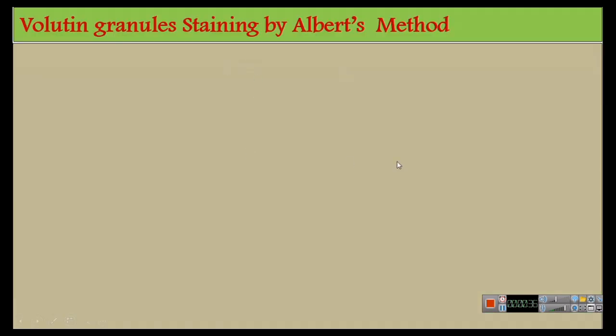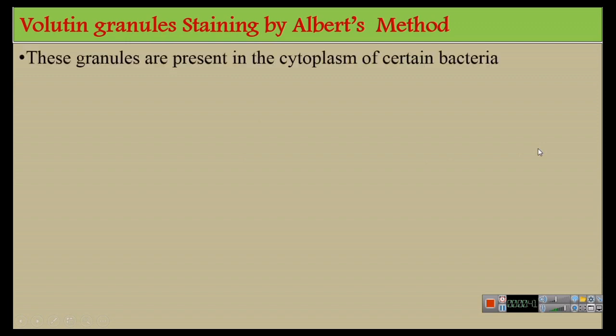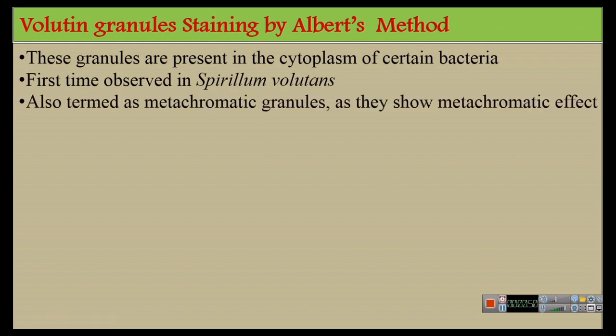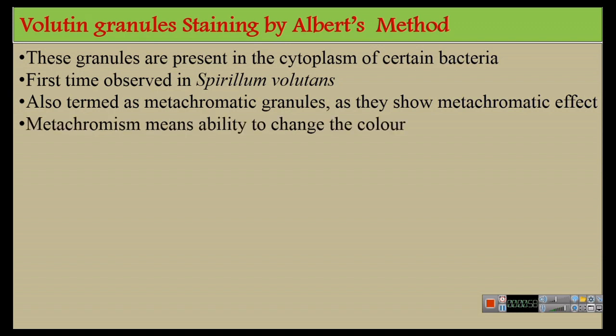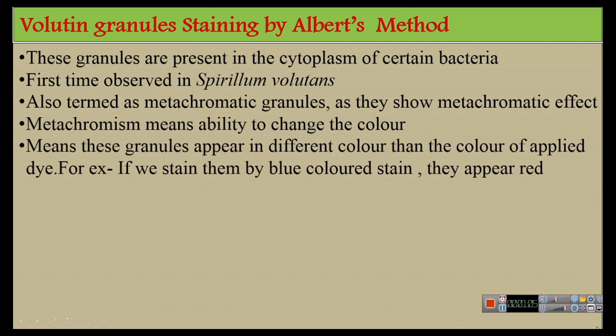So what are holagen granules? Holagen granules are the granules present in the cytoplasm of certain bacteria. They were first observed in the organism Spirillum volutans and therefore they are called volutin granules. They are also termed as metachromatic granules because they show metachromatic effect. Metachromatic effect or metachromism means the ability to change the color. That means these granules appear in a different color than the color of the applied dye or applied stain.